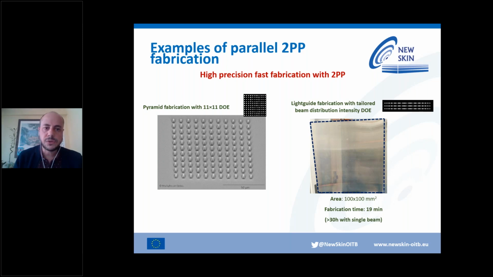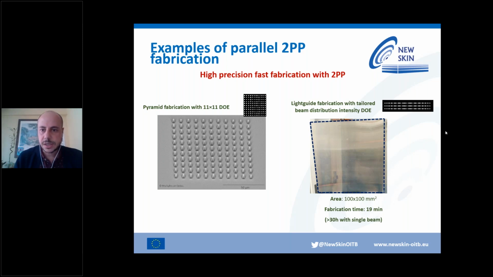It's easy to see that if we want to fabricate these kinds of structures over a larger area, if we use a different DOE with a larger number of beams, we could improve the fabrication time by three or four orders of magnitude without any problem. If we use, for example, the modulated light intensity DOE that I showed before, we can fabricate on larger areas. For example, this is a polymer sheet which has been fabricated with some diffusing structures on top of it with the resist.